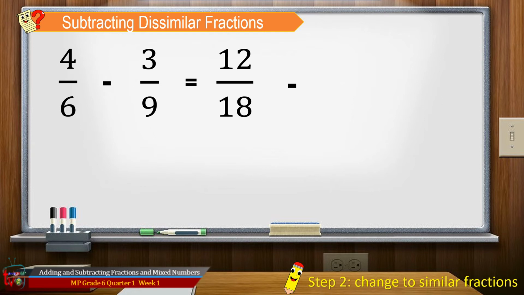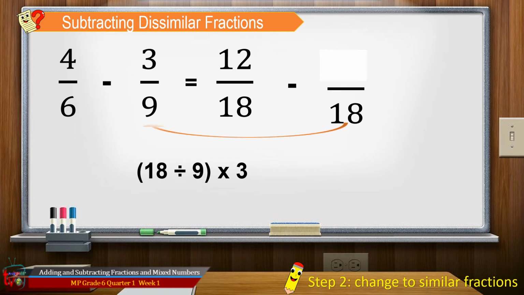Do the same in finding the equivalent fraction of 3/9. Again, put your least common denominator as your denominator. Then, divide it by 9 and multiply it by 3. The answer now is 6. The equivalent fraction of 3/9 now is 6/18.